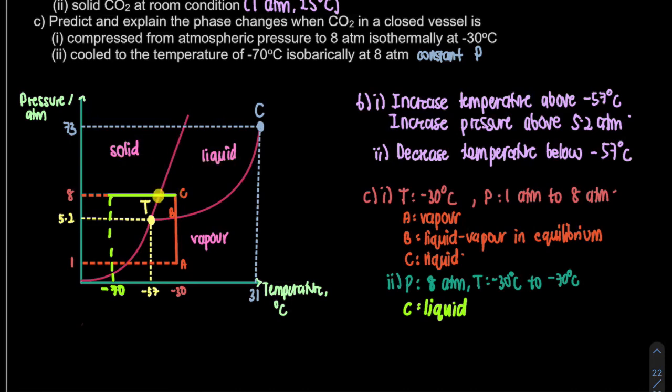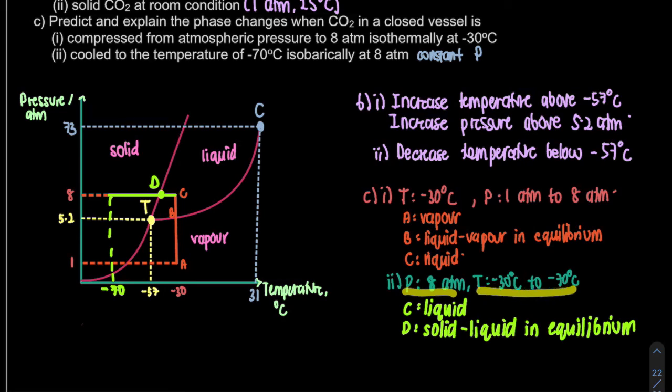Okay, but then how do we denote it? Sebab kita dah start A, B, C. Next kita start dengan huruf D lah pula. So I'm just gonna draw here D. So D is actually again, D ni is the line where solid and liquid in equilibrium. Our pressure is 8 atm, negative 30 until negative 70. So for this line, at about negative 57 lah kan, around this area. We want until negative 70.